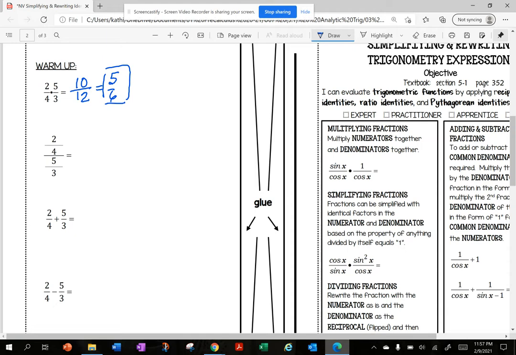When I divide fractions, I flip and multiply. So this is going to be 2 over 4 times 3 over 5. And then I'm multiplying fractions. 2 times 3 is 6. 4 times 5 is 20. And then I'm going to simplify. So 3 over 10.